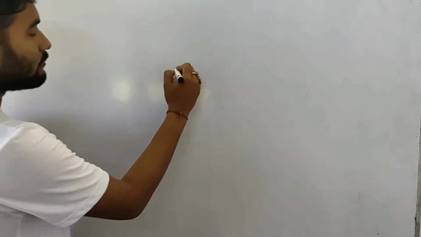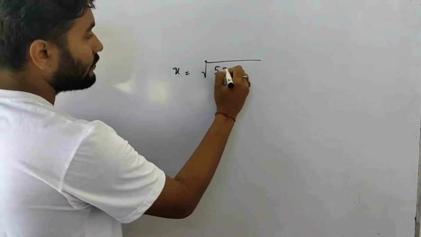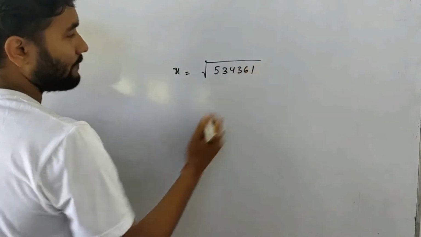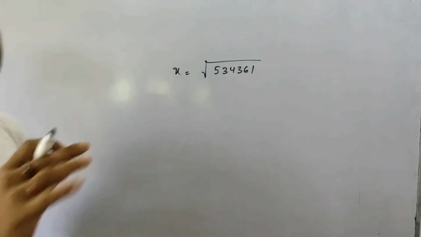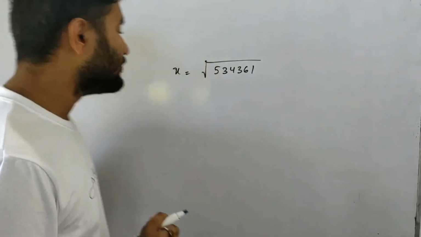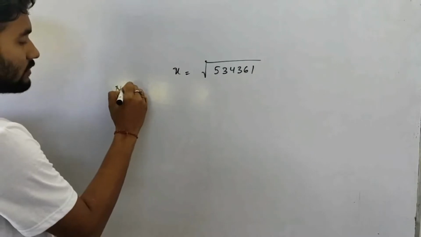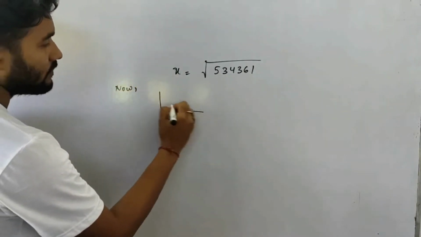Question number 9 was half done, I think. We were somewhere there. x equal to root over 5,34,361. Till 13 we tried in our last class, but it was still not divisible by 13, isn't it? So the next prime number was what? 17. So if you see, by 17 this will go.